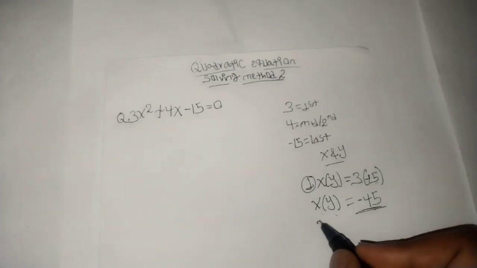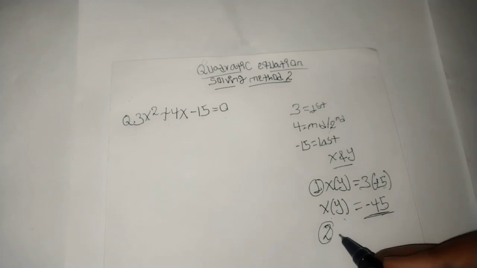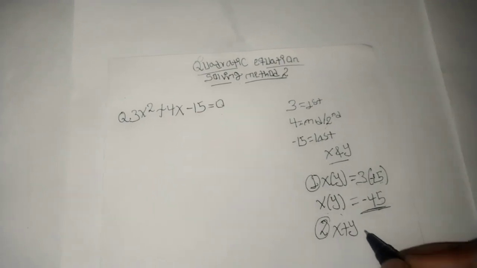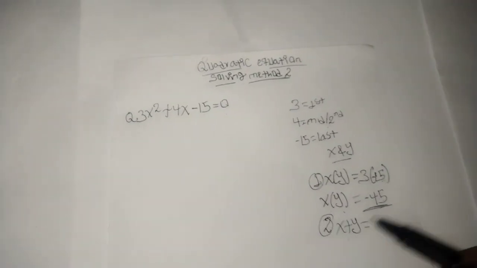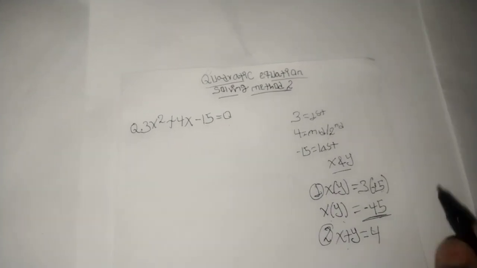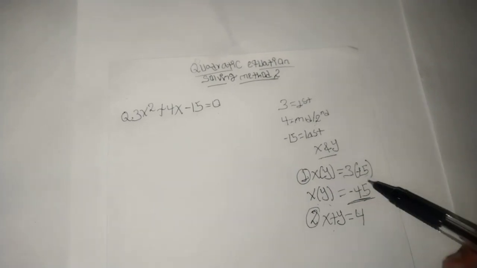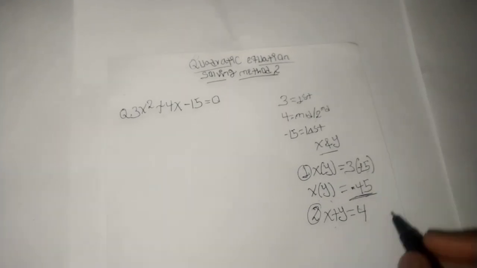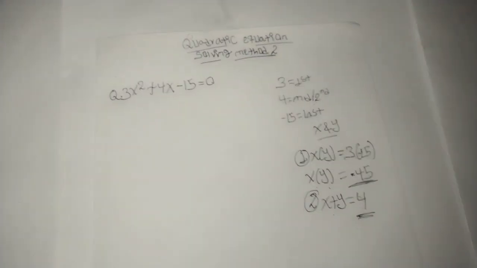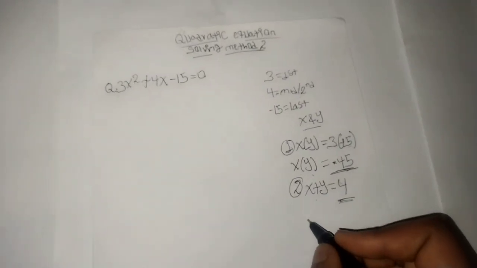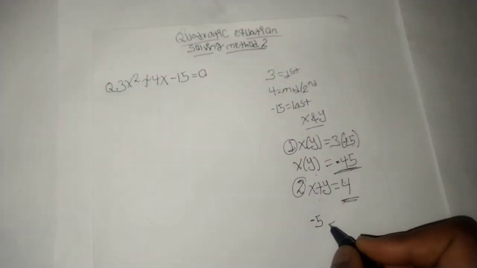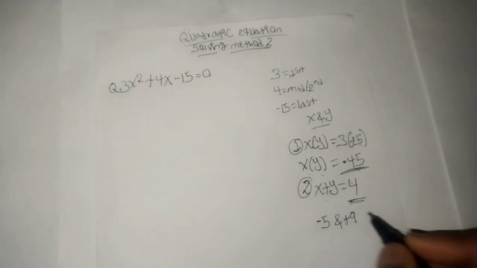Then the second thing is that x plus y, or x added to y, should give us the middle or the second value, which is 4. So I'm going to search for two numbers that when multiplied by each other give us negative 45, and when added to each other give us 4. These two numbers are negative 5 and positive 9.